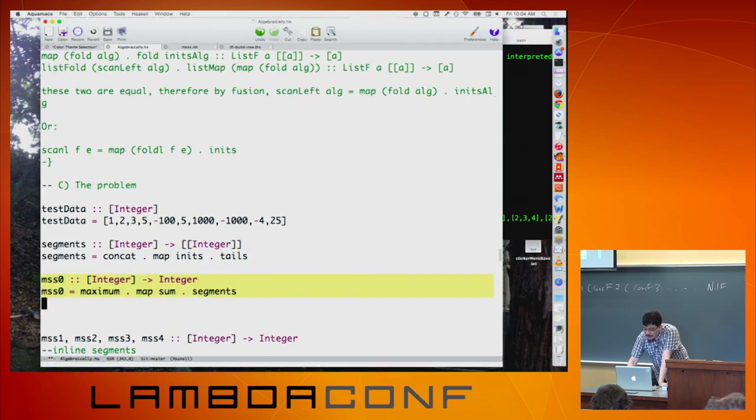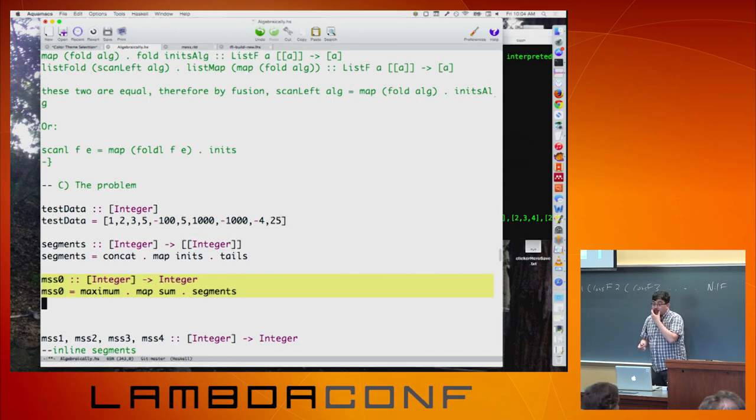Maximum segment sum is this problem. We're going to take all the segments, sum them up, then take the maximum among all of those. I give you a list, and I say, pick any subsequence of the list, and tell me the one subsequence that gives you the highest possible number. That's the sort of question you might really want to ask if you're doing data analysis.